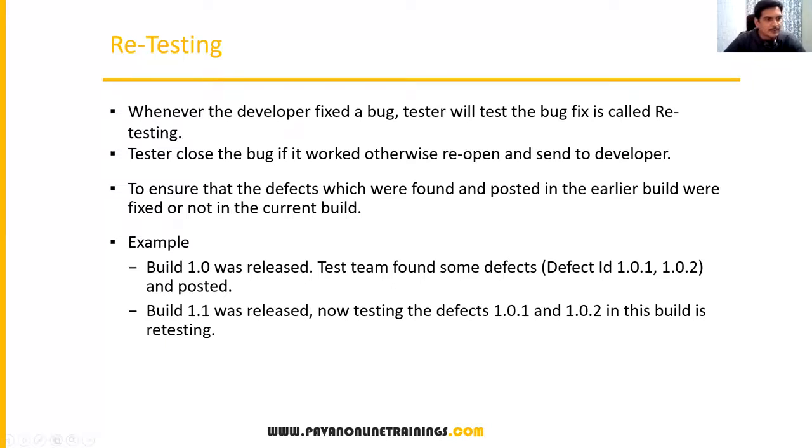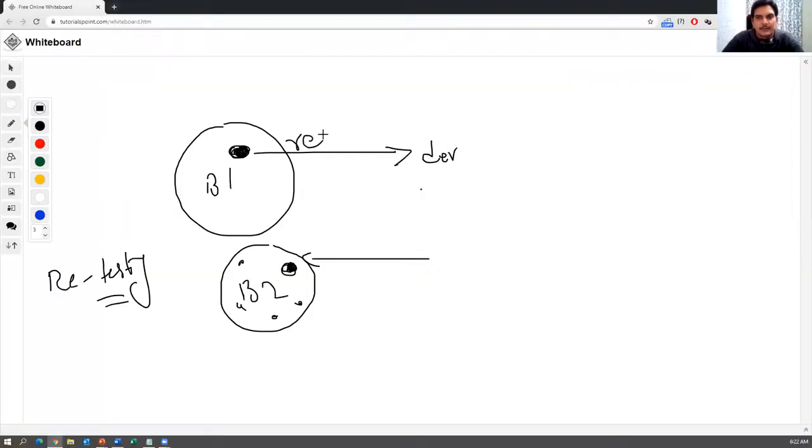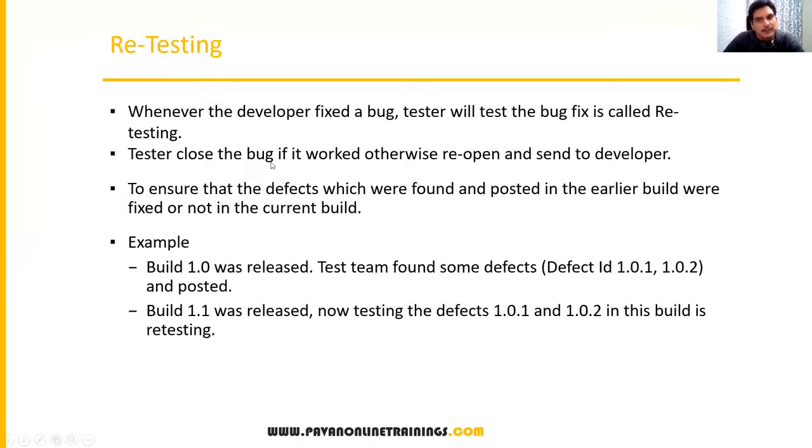This is a continuous process, guys. Suppose we reported the bug to the developer, and the developer gives the bug fix. If it is not working, we again report it to the developer, and again the developer fixes it and gives it back. Again we retest it. If it is working fine, we close that bug. If it is not working, we reopen it and resend it to the developer. So this is a continuous process. Until the bug or defect is closed, we keep on reporting and reopening the bugs. The tester closes the bug if it worked; otherwise he reopens it and resends it to the developer.